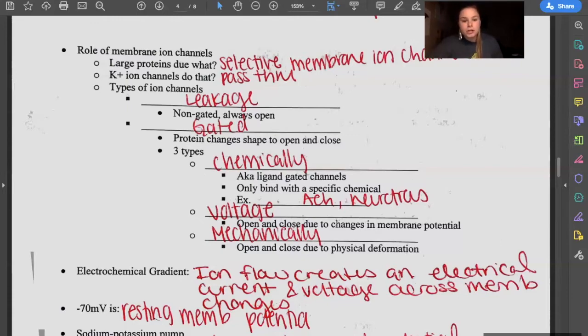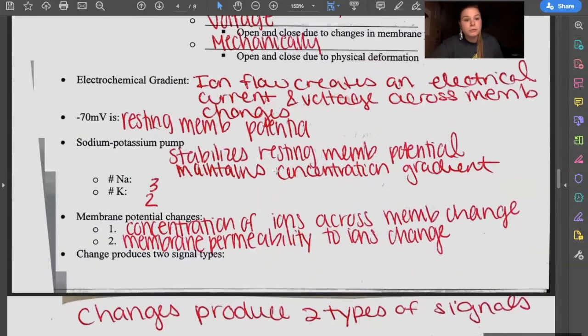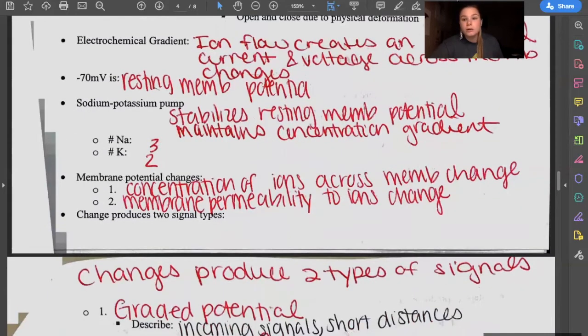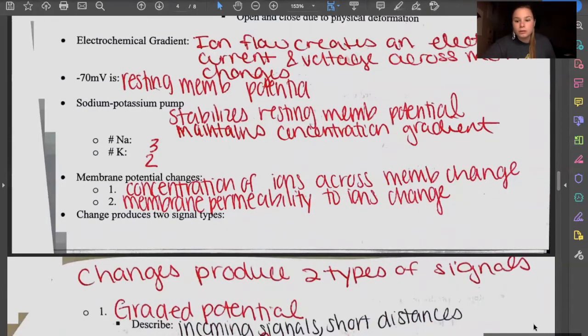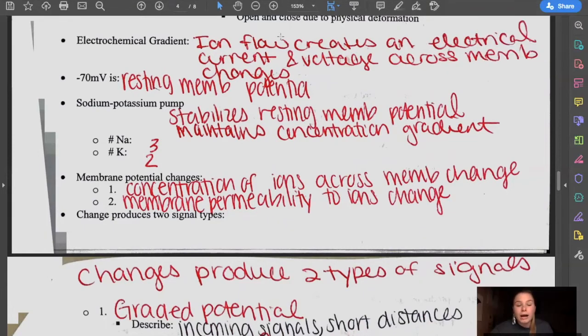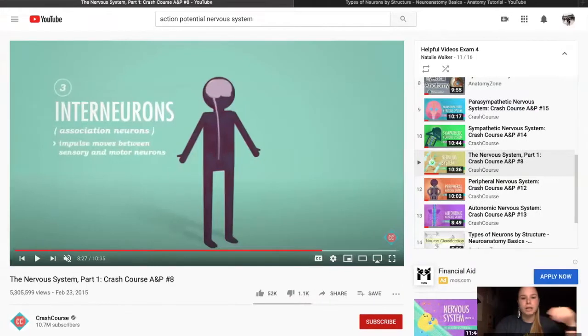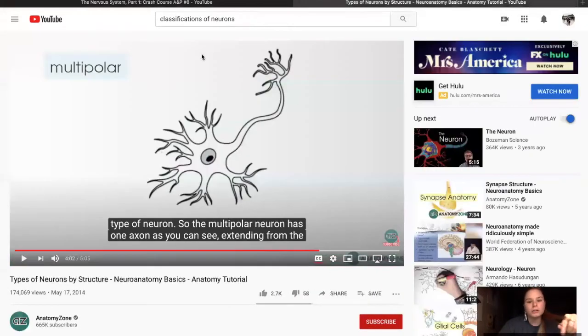Okay. So again, just like in muscles, we have an electrochemical gradient, where ion flow creates an electrical chemical current and voltage across the membrane. The membrane has a gradient, and the gradient is from ion flow, which creates an electrical current, okay?